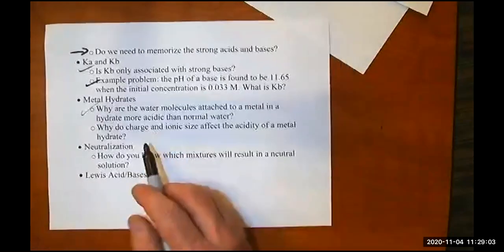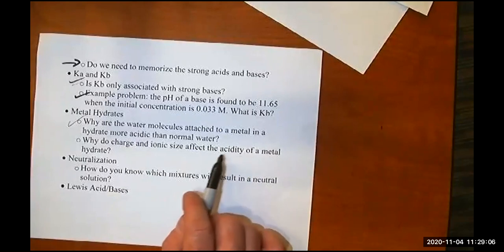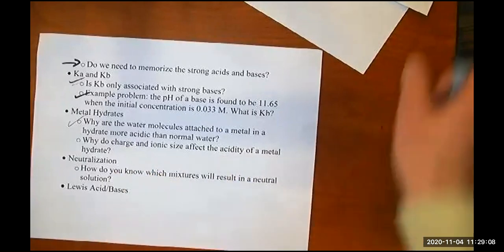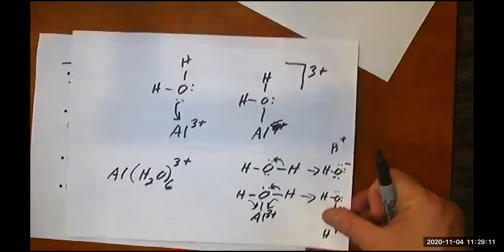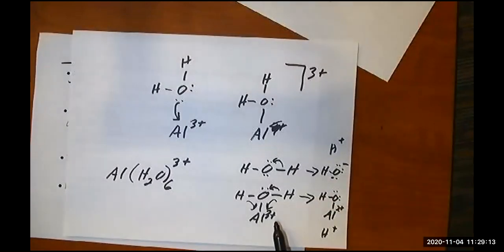Why do charge and ionic size affect the acidity of a metal hydrate? Well, let's talk about charge first. If we compare an aluminum 3+ to maybe a zinc 2+, the aluminum 3+, because it has a higher positive charge, is going to be pulling the electrons in more tightly. So it would make sense that the higher the charge, the more acidic the hydrate is going to end up being. Now, how about atomic size?